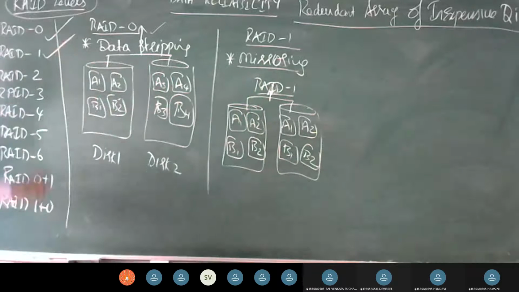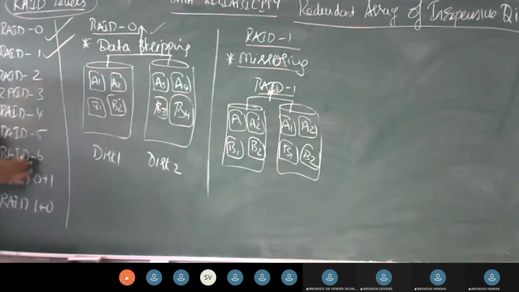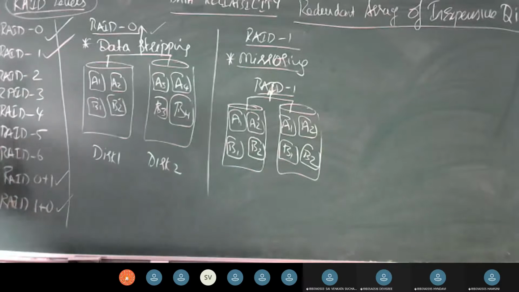Now let us skip levels 2, 3, 4, 5, 6. Before that, we can see two more terms after 2, 3, 4, 5, 6: RAID 0 plus 1 and RAID 1 plus 0.